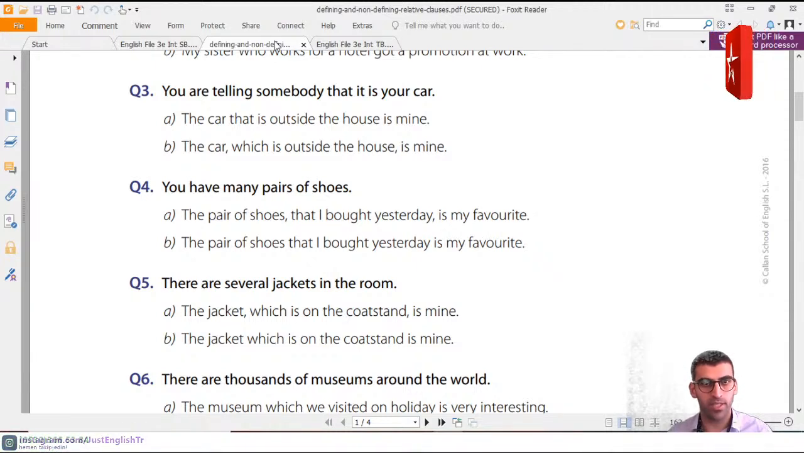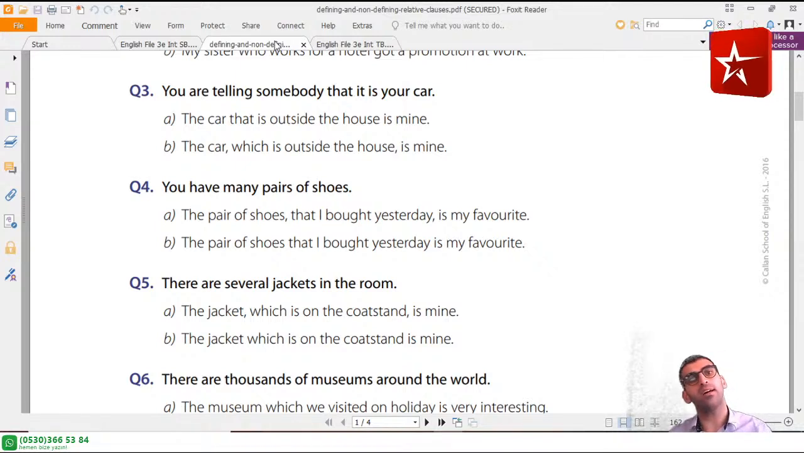You are telling somebody that it is your car. The car that is outside, like that defines the car. Which car? The car outside the house is mine. So that's why we have to choose A. Question number 3 is A.